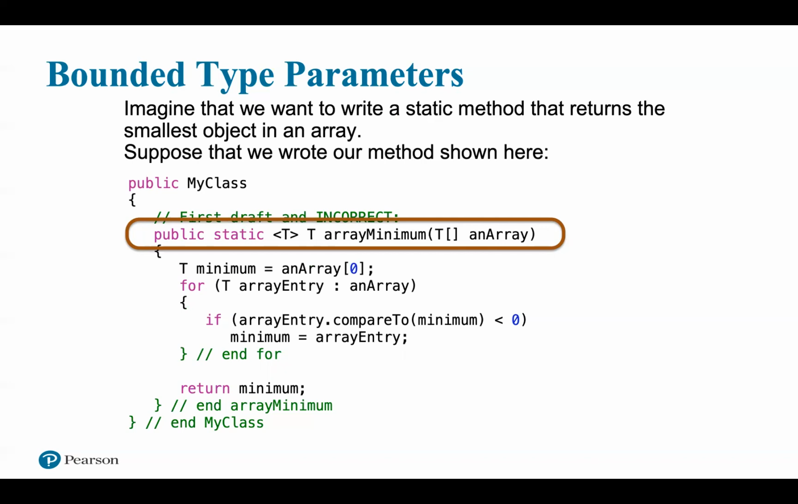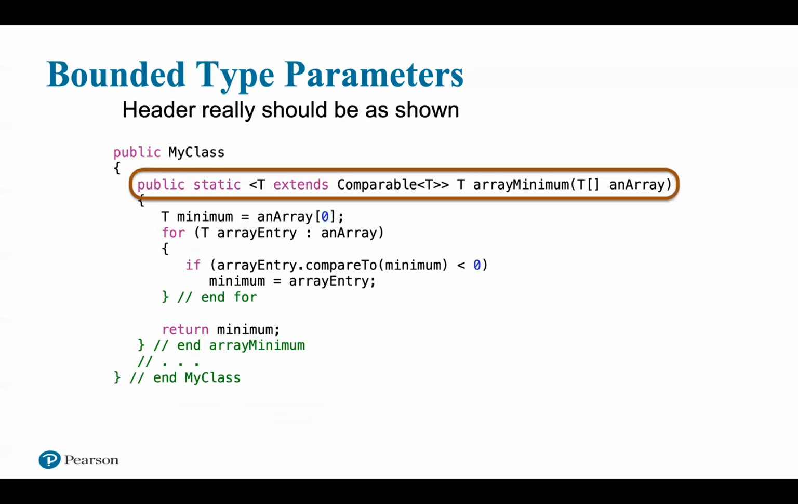Suppose that we wrote our method as follows, as we're listing here. Because the generic type T also represents any class type, the client could pass to the method an array of objects that do not have a compareTo method. For this reason, the compiler will issue a syntax error. To correct this method, we must bound T so it represents class types that provide the method compareTo. To do so, we replace the T in the method's header with T extends Comparable<T>. Thus, the header becomes as we're showing here.